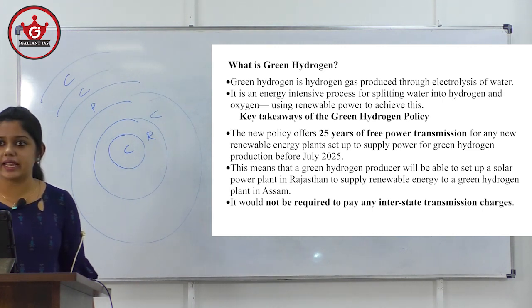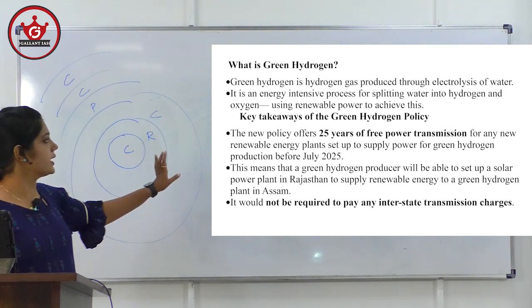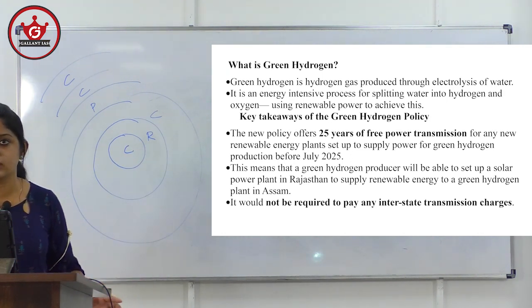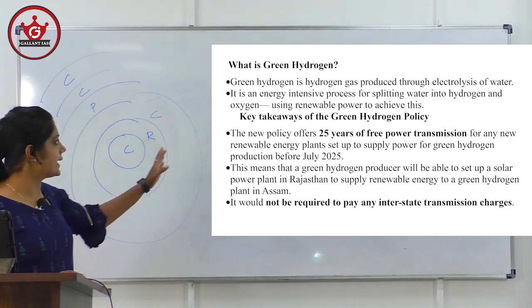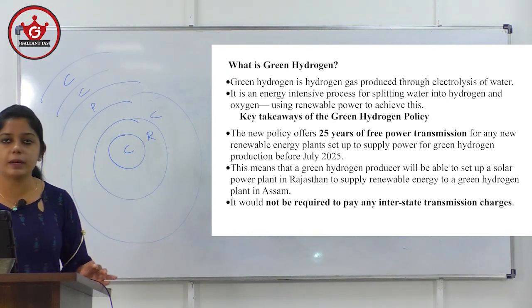Next is, what is green hydrogen? Green hydrogen, gray hydrogen, so many hydrogens are there. I have included only green hydrogen. It is a hydrogen gas produced through electrolysis of water. It is an energy-intensive process for splitting water into hydrogen and oxygen using renewable power.